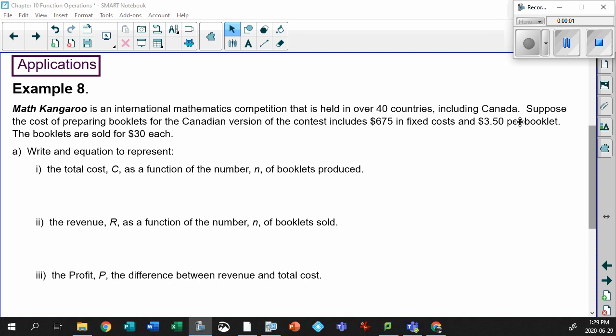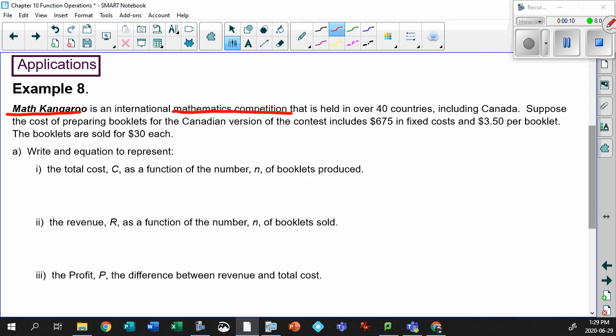Now it's time to start looking at a practical application question. Look at this. It says the Math Kangaroo. What is a Math Kangaroo? Oh, it's an international mathematics competition. Well, how about that? It's held in, look at this, over 40 countries, including Canada here.